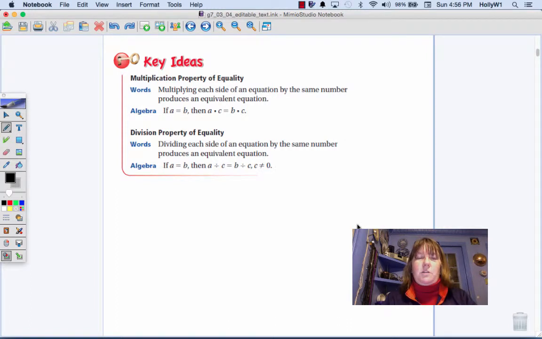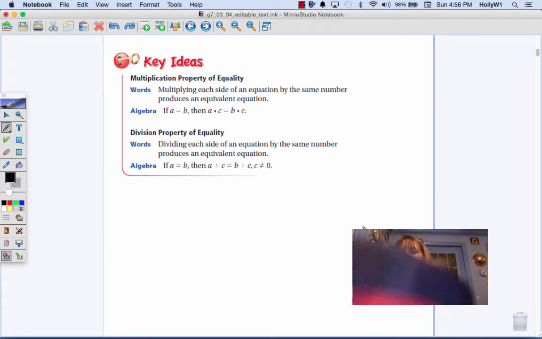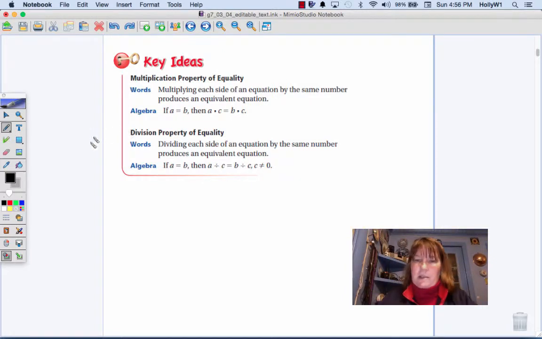Hi, and welcome to section 3.4, how to solve equations using multiplication or division. This is when you have something in the form of 4x is equal to 12. How do we solve for x?